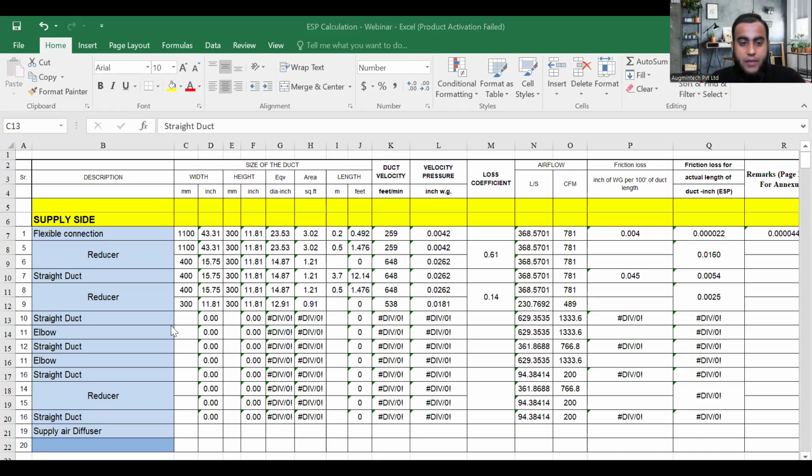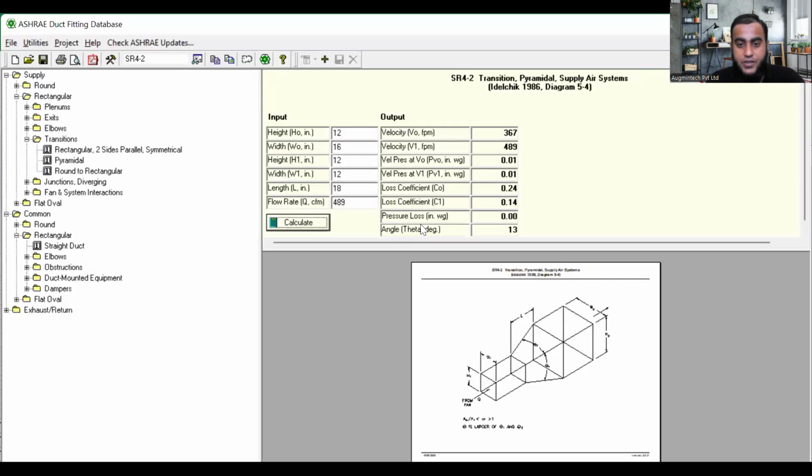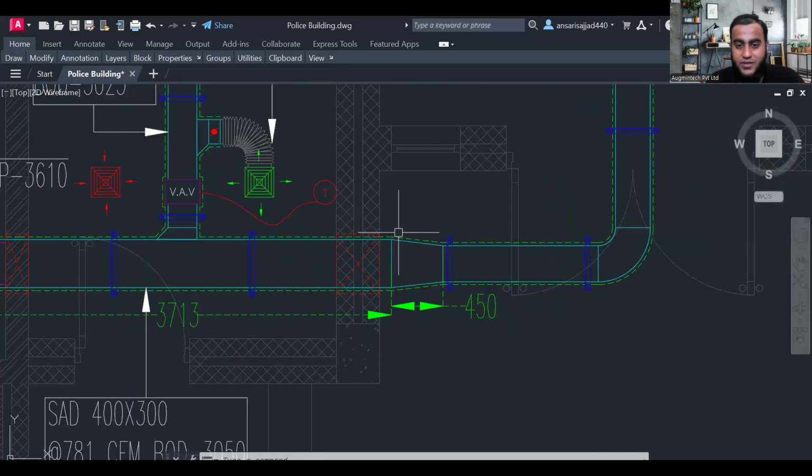See, Sadiq, what I am just discussing here is that we are calculating the friction or pressure loss value in the reducer, because in our case, a reducer is coming. So first you have to substitute the largest duct value, meaning the width and height. W naught, H naught means the duct width and height before reducing. So in our case, in the AutoCAD file, I'm talking about this reducer.